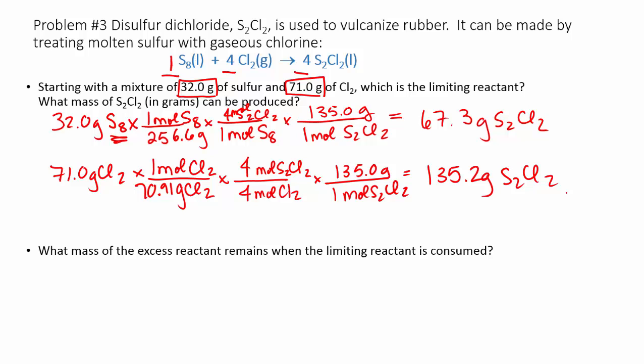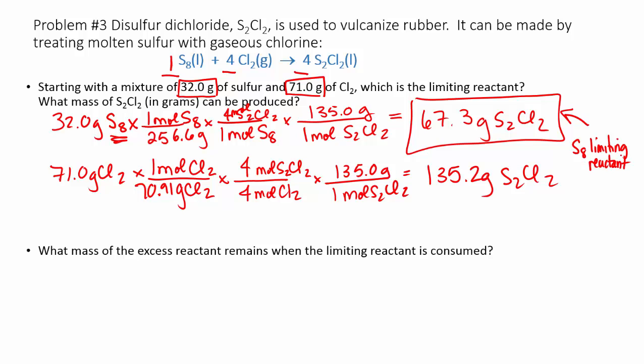How much product am I actually going to make? 67 grams. Because once I've made this much product, I will have run out of sulfur. So sulfur is my limiting reactant. And I'm going to have excess chlorine left over at the end.